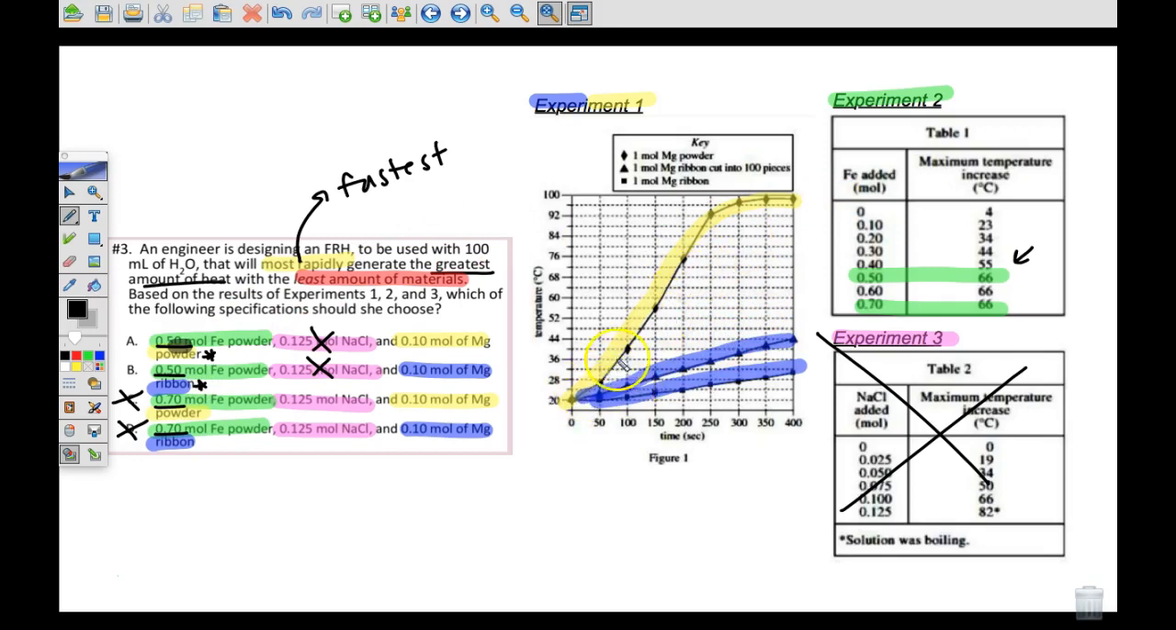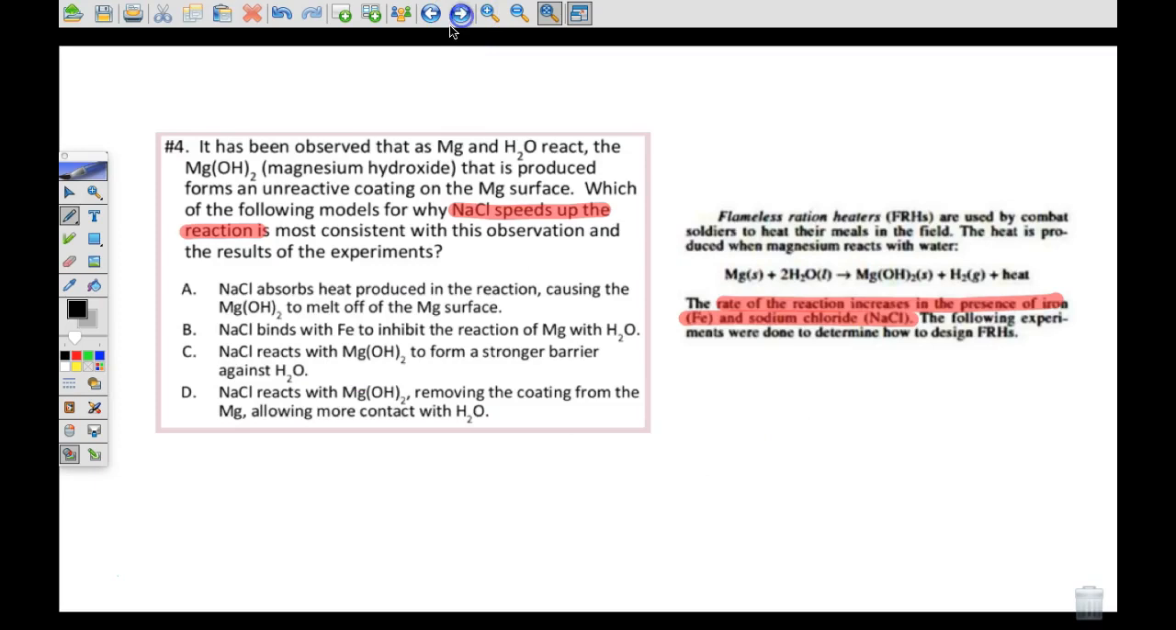So magnesium powder has a more steep slope than the ribbons. What this implies is that powder reacts faster than the ribbon. So again, we have 3 things here. I want to generate the most amount of heat with the least amount of materials, but also do it the fastest. So ribbon is out, which leaves A as our final answer, because powder reacts faster than ribbon.